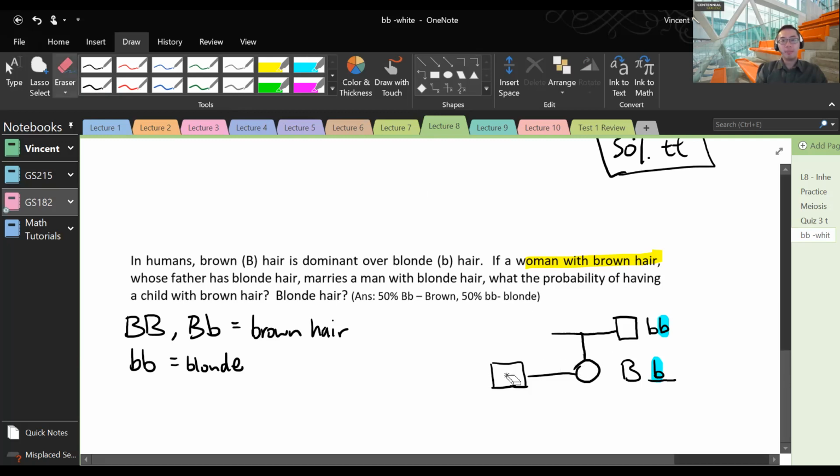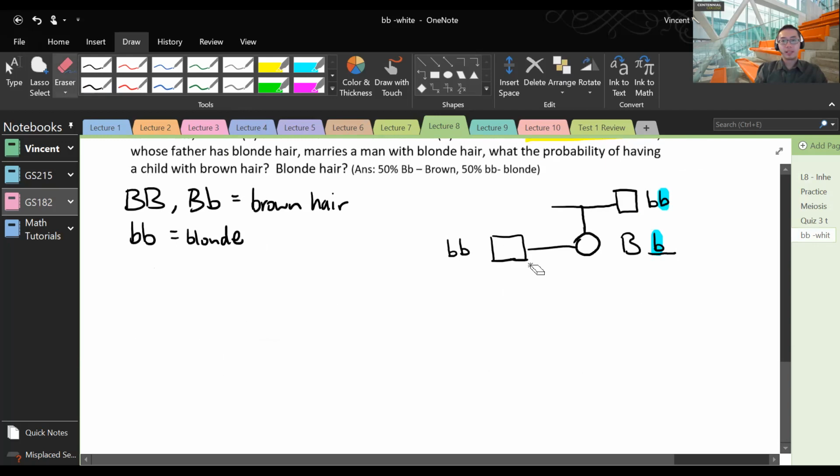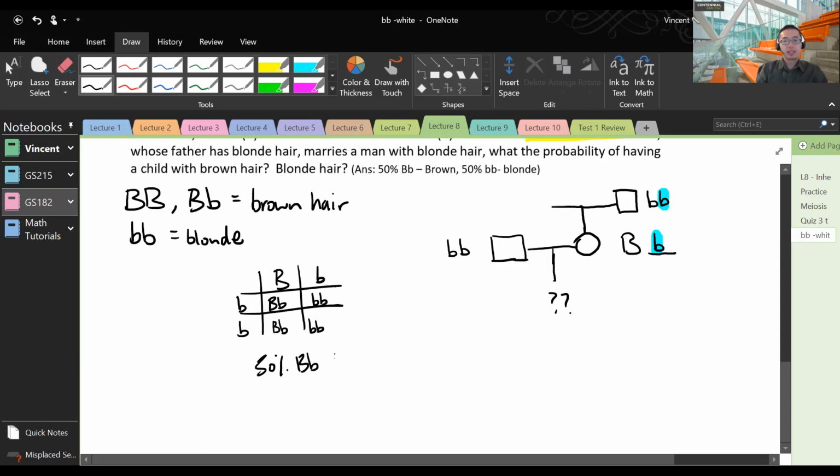So then the woman will marry the man with the blonde hair. So a blonde guy here is just small b. So what's going to be happening with their kids? Well, we can do the Punnett square again. For the mother, it is big B, small b, like this. And then for the father, small b. And if we just combine the letters together, you will see that there is a 50% chance that the kid will have brown hair, and then there's a 50% chance that the kid is going to have blonde hair.